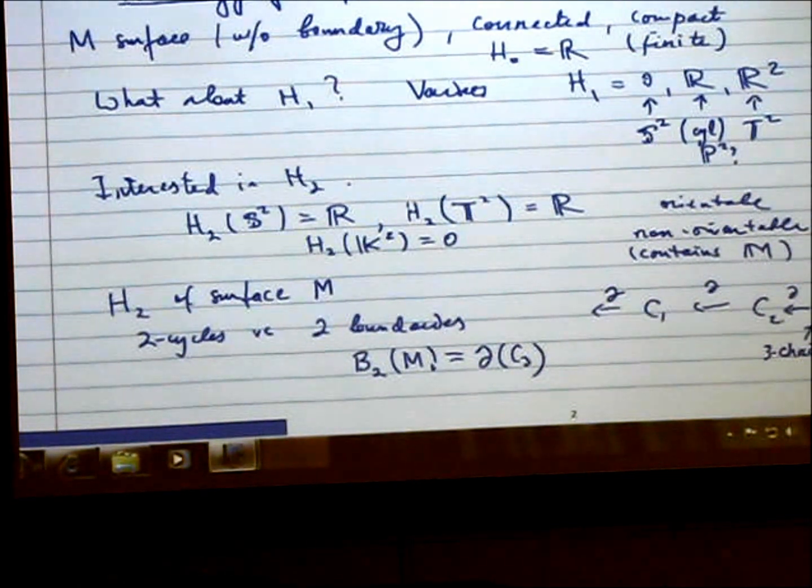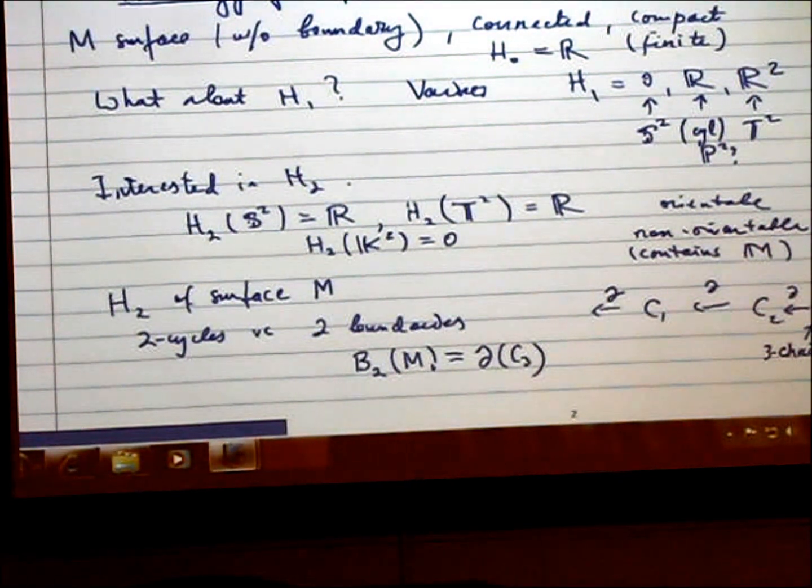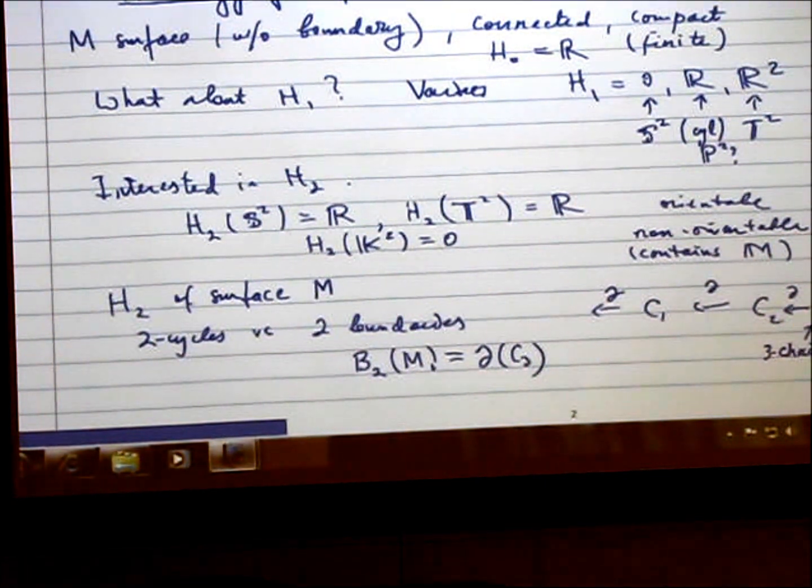Dimension of three chain. We're talking about, so C3 is made of three chains, which are made of three cells. What does a three cell look like? A solid cube. It looks like a cube or tetrahedron or a ball, a three-dimensional ball.